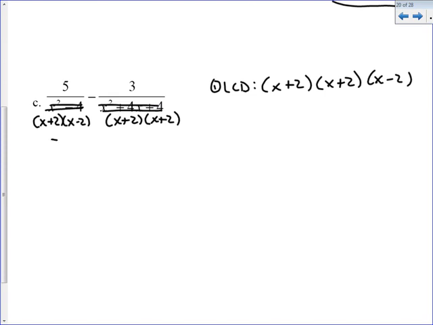So I'm going to bring down my first fraction. But it's missing a factor from my LCD. I need to get one more factor into that denominator. What's it missing? It's missing an x plus 2. It's got one x plus 2, but I'm saying I need two of them. So I'm going to put into a form of 1 my x plus 2s.